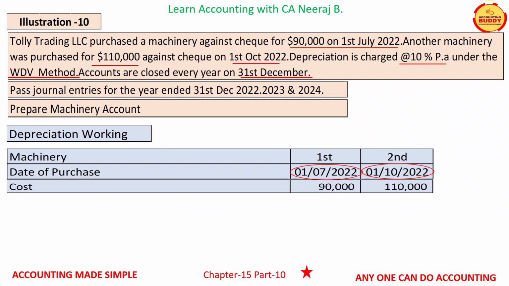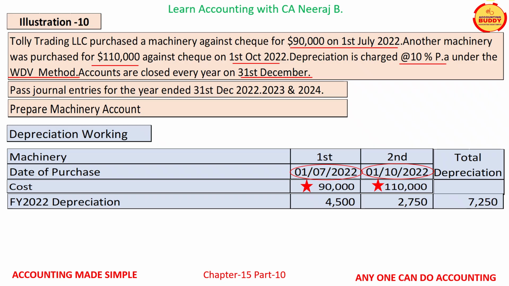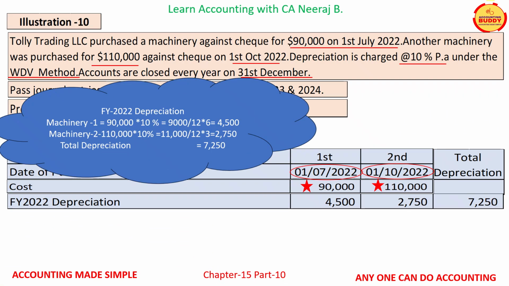The cost of first machine is $90,000 and the cost of second machine is $110,000. Let us now calculate the depreciation for the financial year 2022. Depreciation for machine 1 is calculated for 6 months.